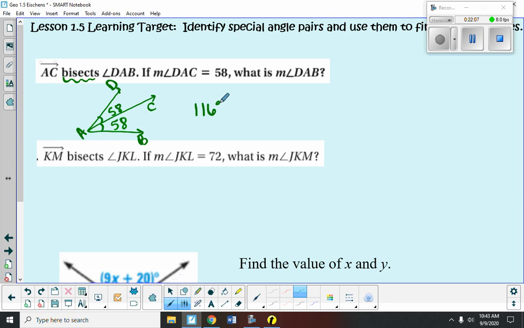Okay? All right, next one says, ray KM bisects angle JKL. So KM bisects. Again, I draw the picture, mark the angles congruent. Okay, what else do they tell us? The measure of angle JKL, well, that's the whole thing. The whole thing measures 72. What is the measure of angle JKM? Well, it would be half of 72. So 72 divided by 2 is 36. So your answer would be 36 degrees.